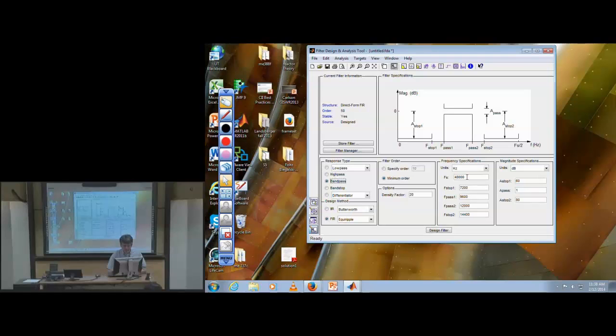So sampling rate on the homework was 200. First stop band frequency was 1. First pass band was 6. Second pass band was 40. Last stop band was 45. Pass band was 1 dB. Stop band was, do you remember? 40. Good. Okay, so good. You are working on it.